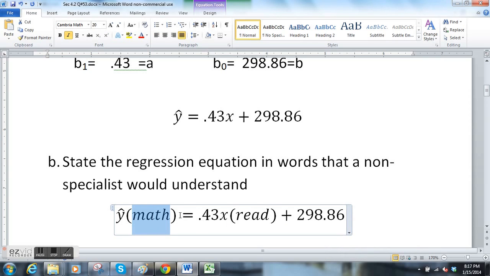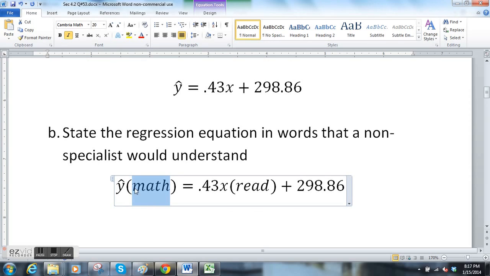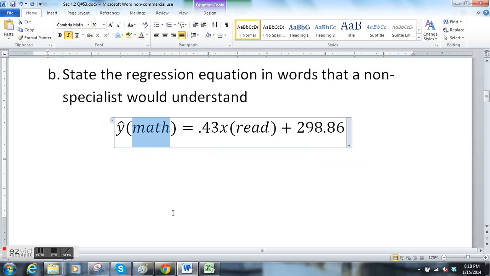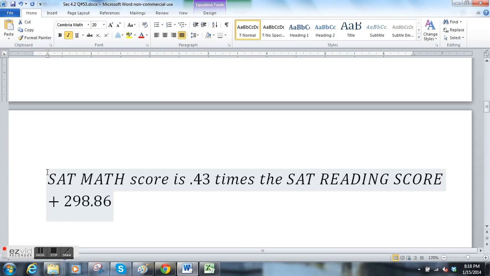So what they want you to write is a sentence that looks like this. The math score is equal to 0.43 times the reading score plus 298.86. I'm not sure a non-specialist would understand this either, but here it is. What we're saying is that the SAT math score is 0.43 times the SAT reading score plus 298.86.